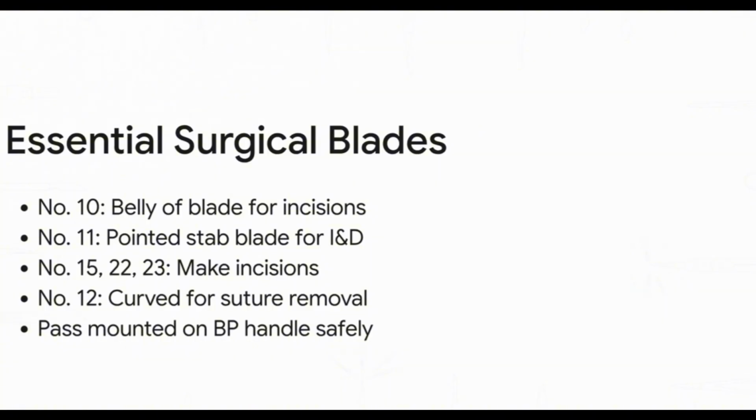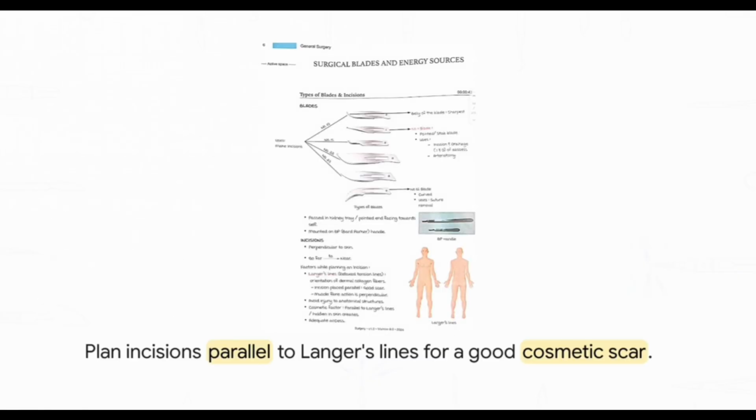Then we've got numbers 15, 22, and 23 used for various other incisions. And hey, don't forget number 12. It's got this curved, hook-like shape on the inside edge, which makes it absolutely perfect for suture removal. Quick clinical pearl for the OT. How do you safely pass a blade to the surgeon? Always mounted on a BP handle, resting in a kidney tray, with a pointed end facing towards yourself. Safety first. Now, how do we actually plan a cut on the patient's body?